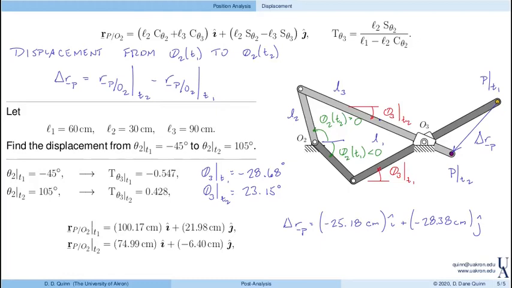So here we have basically sort of two examples of how we can use position after we solve for our position analysis, our kinematic analysis. We can take those variables and use them to calculate other positions, displacements, that kind of thing.